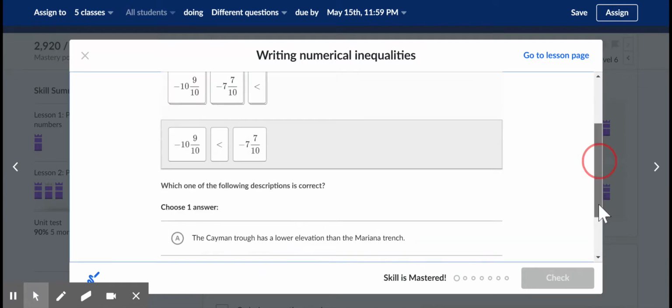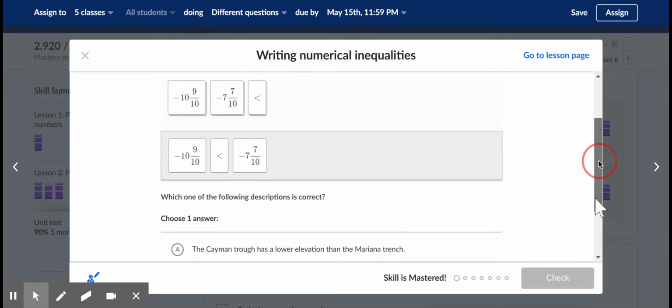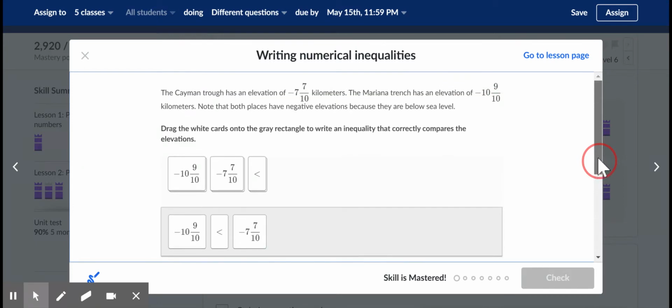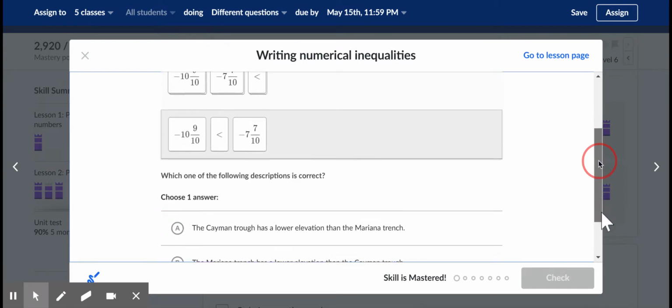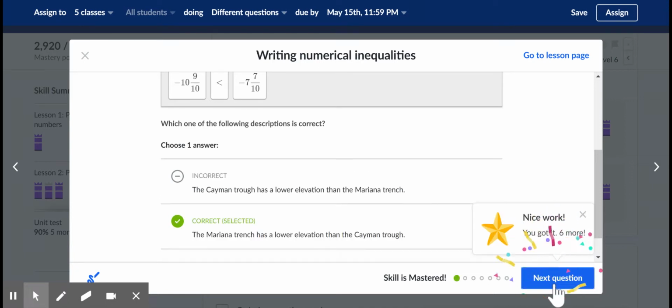And then we're going to choose a description that matches it. The one that had the negative 10 and 9/10 was the Mariana Trench. I noticed that it's asking which one has the lower elevation, so I'm looking for the one that says Mariana Trench does, and that would be choice B. All right.